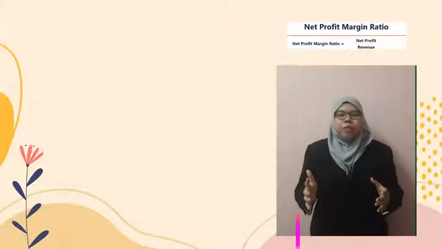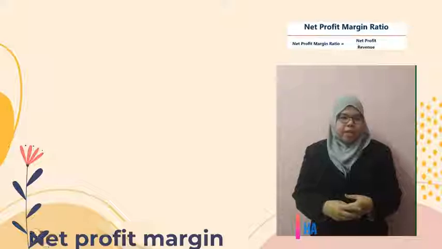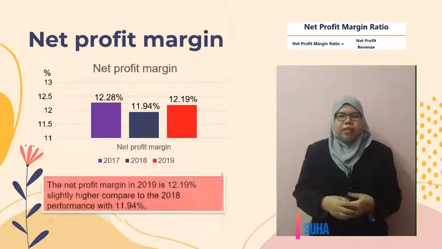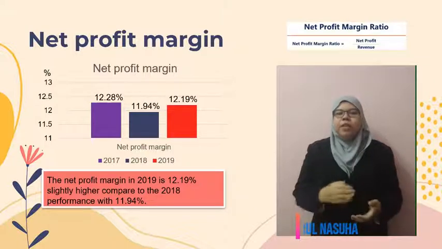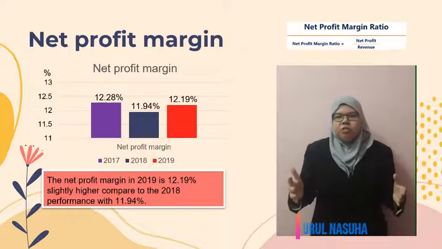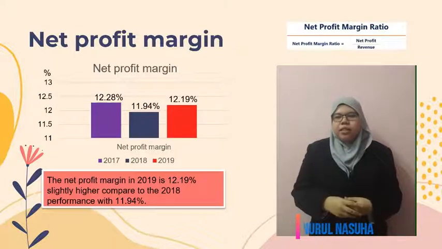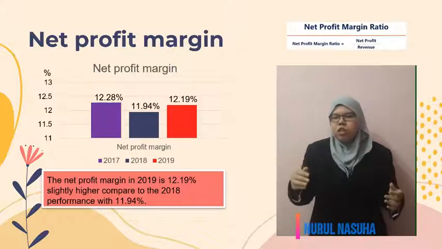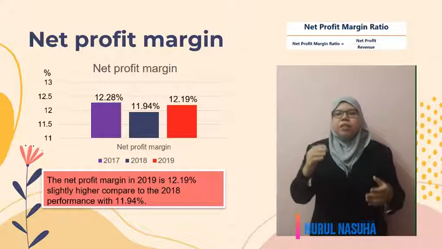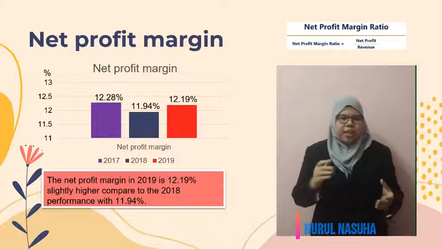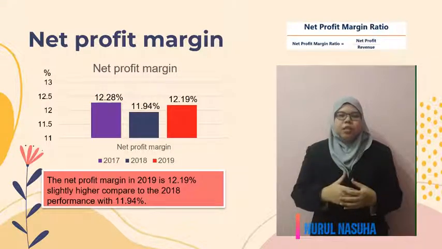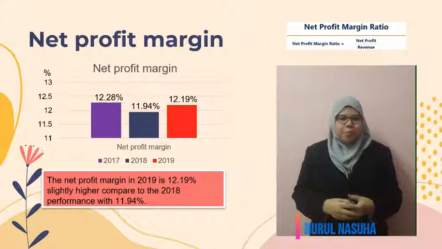My name is Nurulna Suha binti Ismam, and I will continue to analyze Nestle Malaysia Berhad in terms of profitability ratio. Firstly, the net profit margin in 2019 is 12.90%, slightly higher compared to 2018 performance with 11.94%. According to the Nestle Malaysia Berhad CEO, the increase in the net profit margin is not only due to the growth of the domestic sale, but also because of the strong sales campaign, such as under the Maggi brand, the group launched the Tak Kenal Tak Cinta campaign for Maggi Cukup Rasa with the aim of empowering support for women.